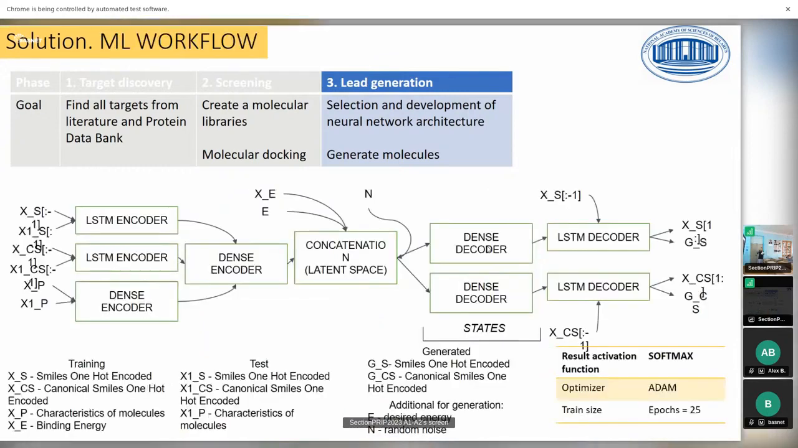The structure of our neural network looked like presented on the slide. Unfortunately there is some projector problem here, but it's still possible to see. On the input, as I told before, we had our SMILES and canonical SMILES, which went to the LSTM encoder, and after that to the dense encoder. Also our features went directly to the dense encoder. On the concatenate layer, we added our energy from the molecular docking, and as an output, we still have SMILES and canonical SMILES. The training size was approximately 25.